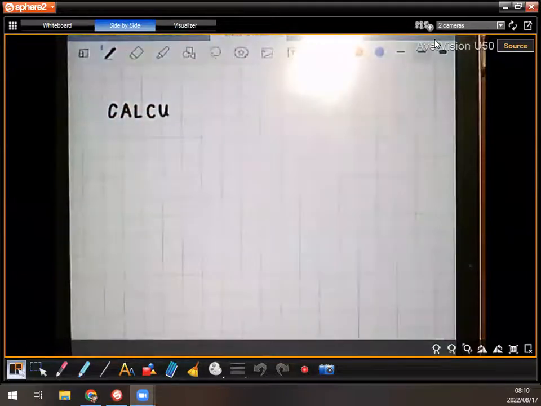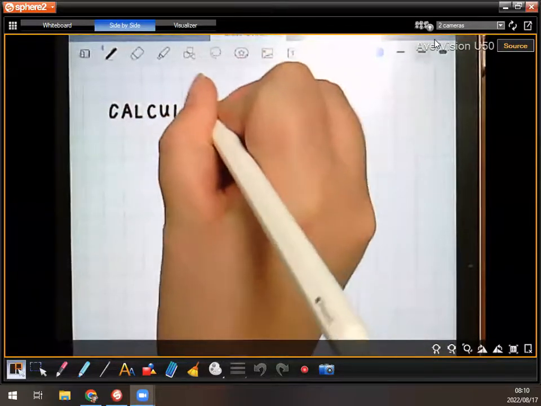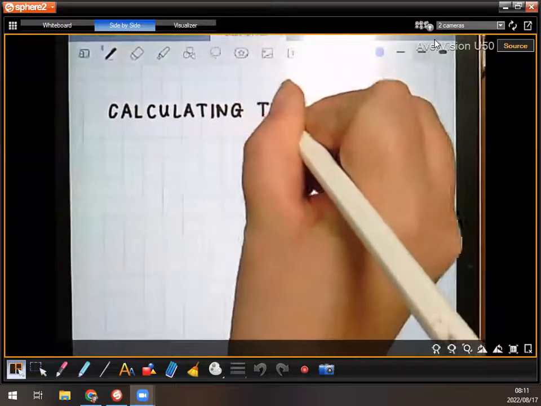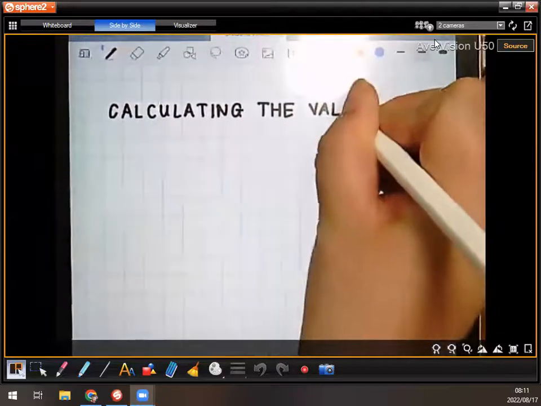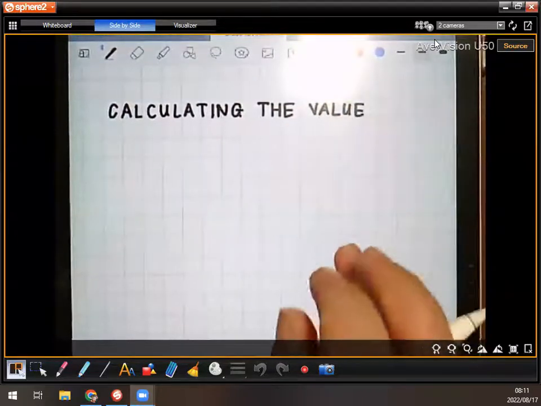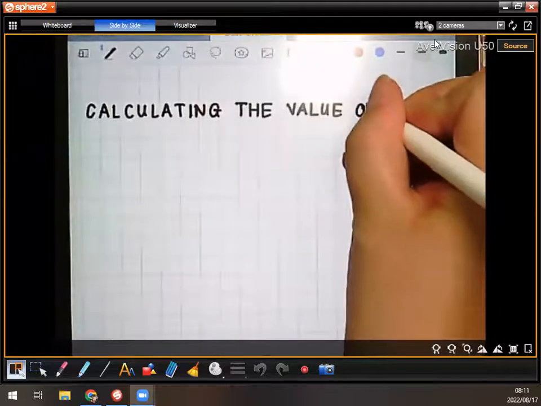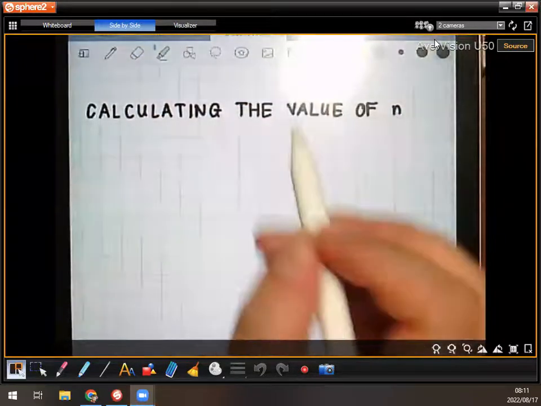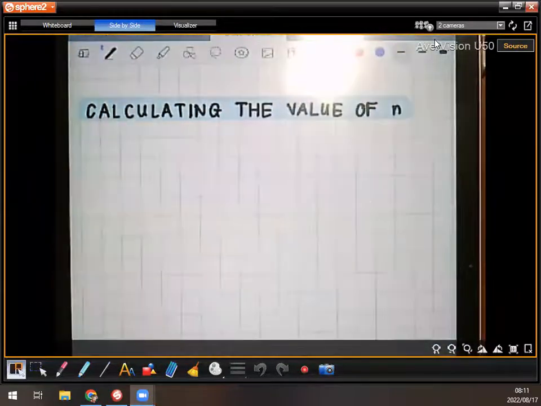Guys, you might have actually gotten a question like this in your exam. And in that case, it would have been like problem solving. Okay, we're just going to do an example.